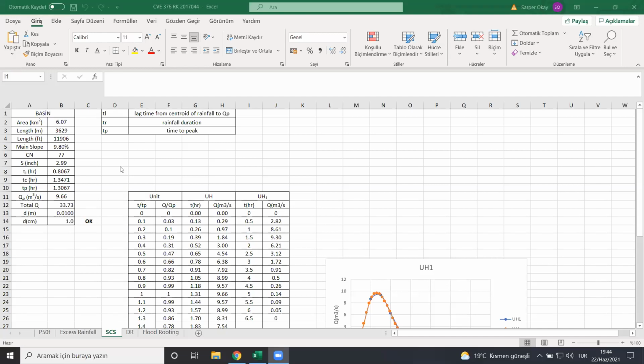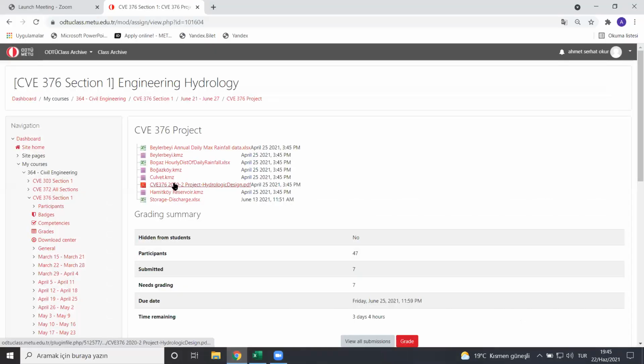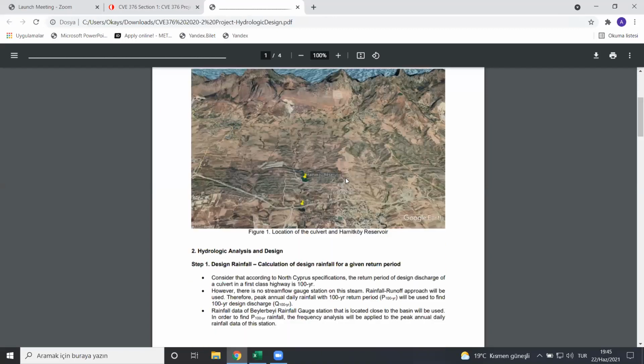Yes, hocam. Okay, you'll do exactly the same thing as you did in your homeworks. I hope you did it by yourself. So basically, you need to find the area. This total area is given to you, but let me show you this first. If you open this project design PDF, this area is given to you. You're going to use this area.